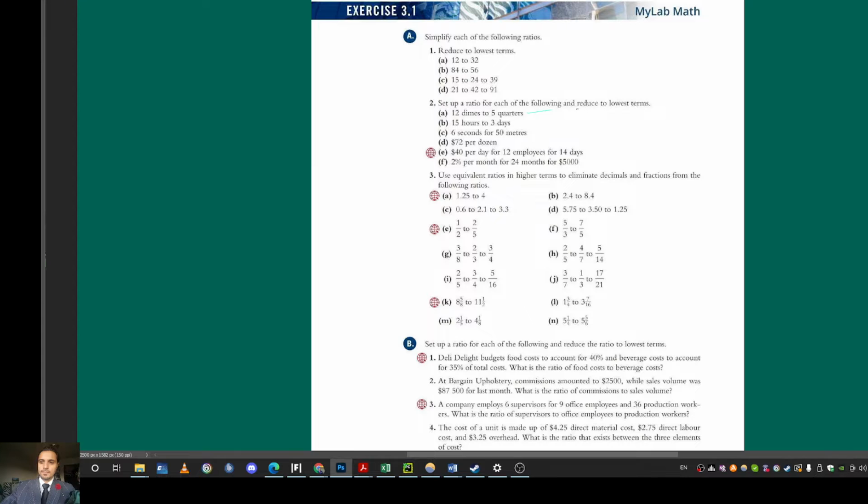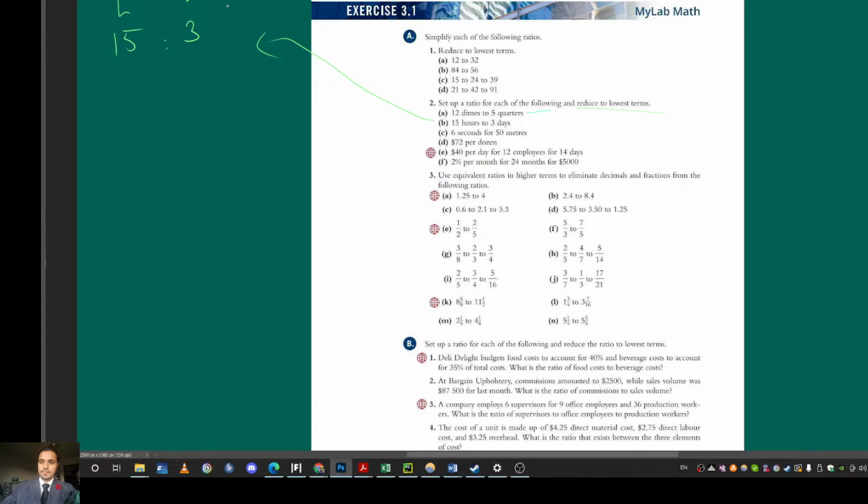But he's also asked us to reduce them to the lowest terms. So let's take a few. 15 ratio 3. Now the thing is, this is in hours, this is in days. So what we can do is convert either the hours to days, which will give us an answer in decimals. So it's better for us to just convert the days into hours.